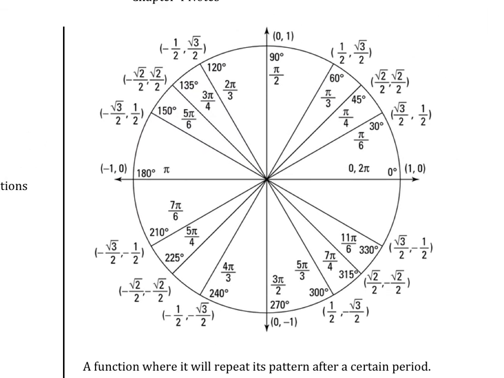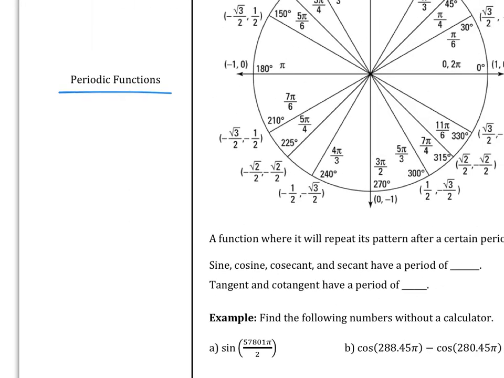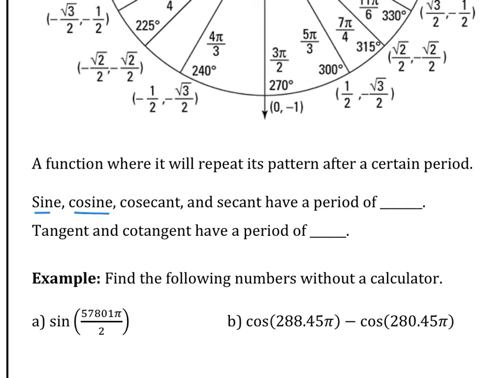All right, so this is another unit circle for your reference if you need it. Periodic function means things that keep repeating, having a certain period. Period means that it keeps happening the same way over and over. So periodic functions are things like sine, cosine, and tangent. Sine, cosine, and their reciprocals, cosecant and secant, all have a period of 2 pi. Tangent and cotangent are half of that, so they have a period of pi.